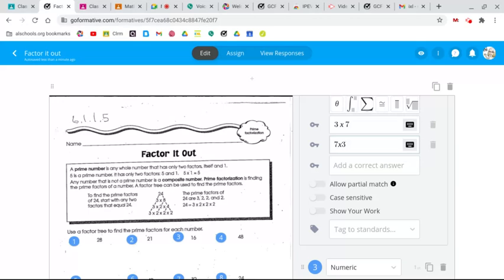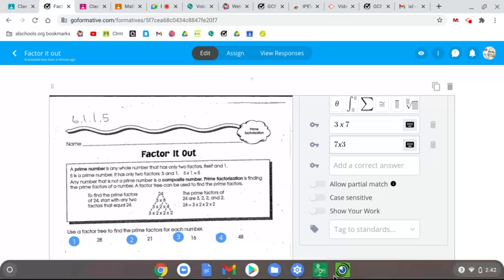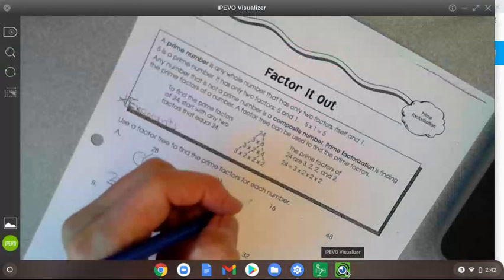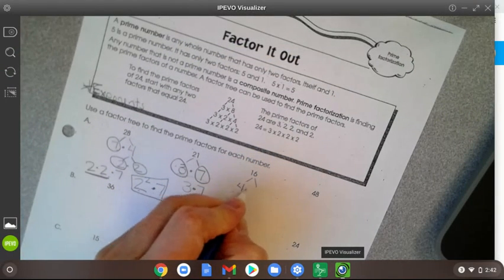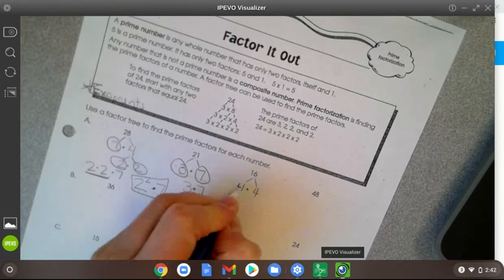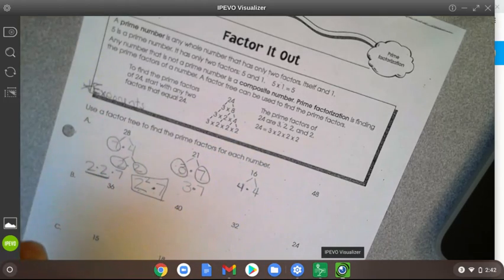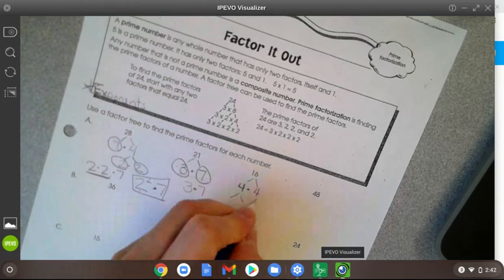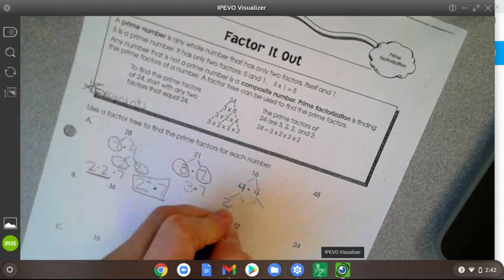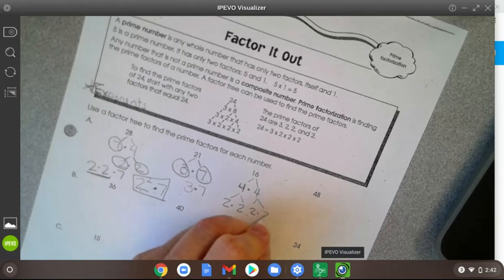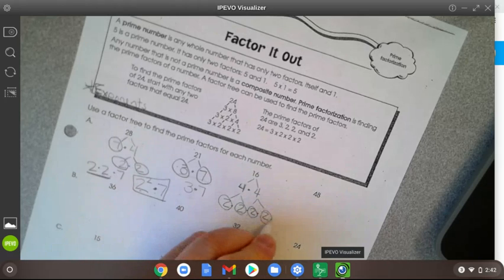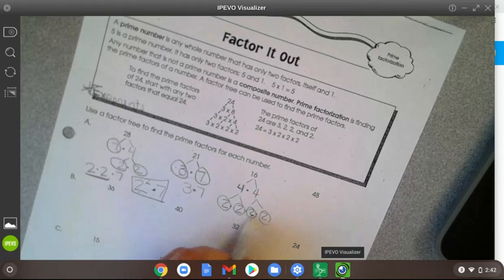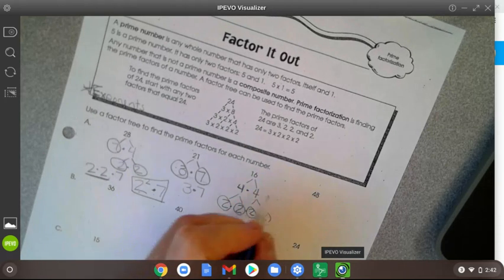All right. Then the next one I'm going to talk to you about is number 3. It gets a little tricky here. 16 is 4 times 4. Or you could use 2 times 8 to start with. You're going to get the same answer anyway. The 4's are not prime, so I make them into 2 times 2. And now these 2's are all prime. So my answer is 2 times 2 times 2 times 2, which is actually 2 to the 4th power.